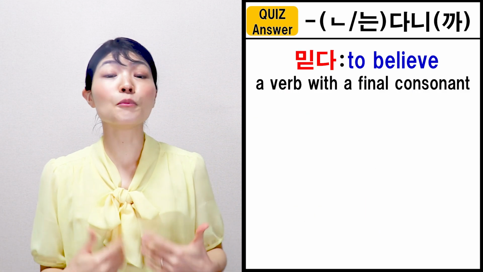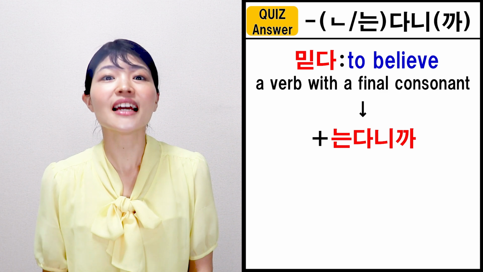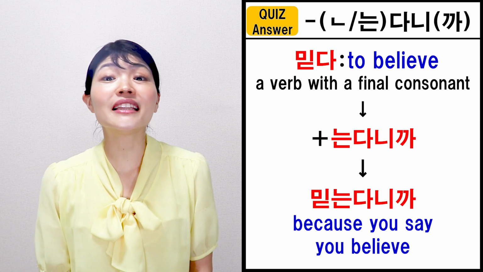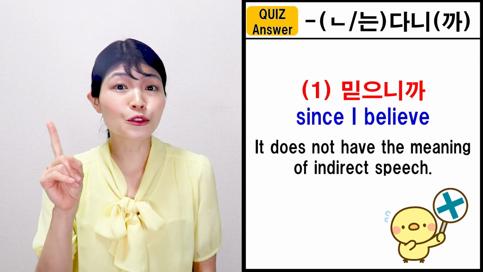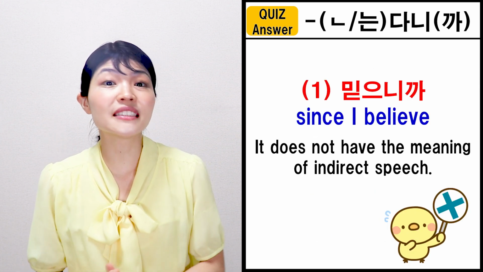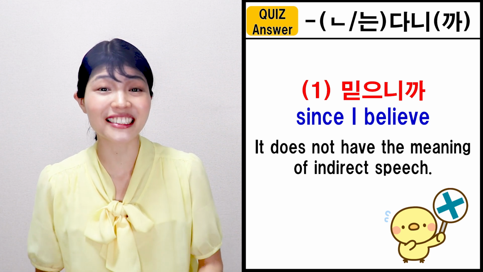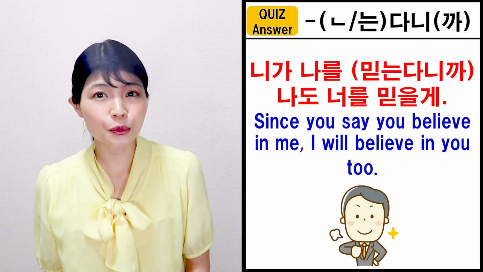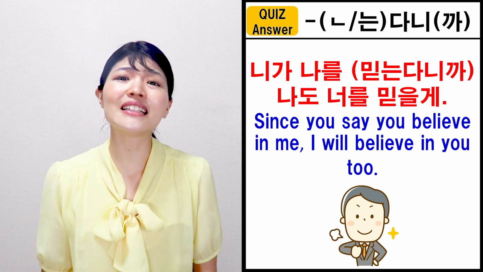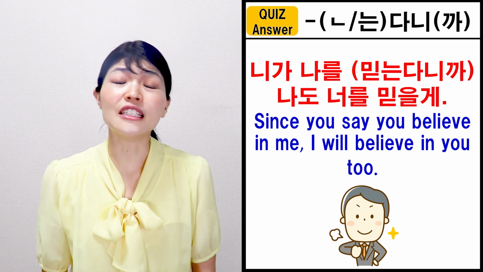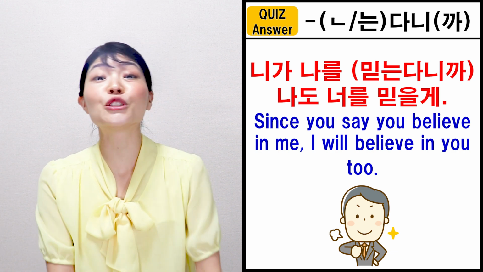Since 믿다, to believe, is a verb with a final consonant, you attach 는다니까 to make 믿는다니까, because you say you believe. Number 1 is wrong because 믿으니까 means since I believe. It does not have the meaning of indirect speech. Okay? Now let's read it with a feeling of trust. 네가 나를 믿는다니까 나도 너를 믿을게. Please read it until you can put your heart into it.